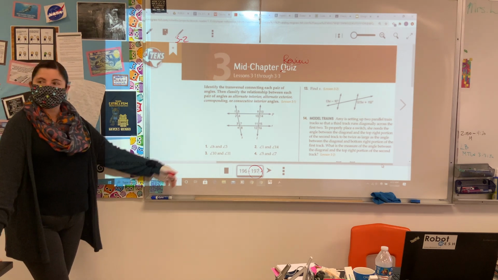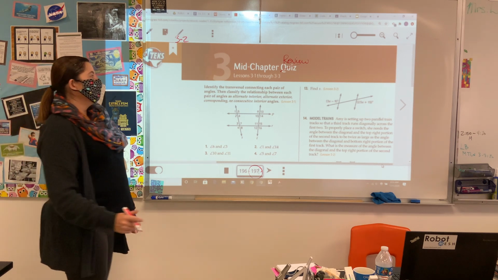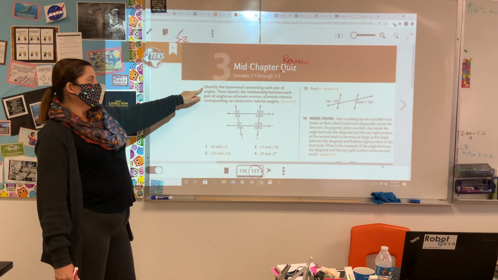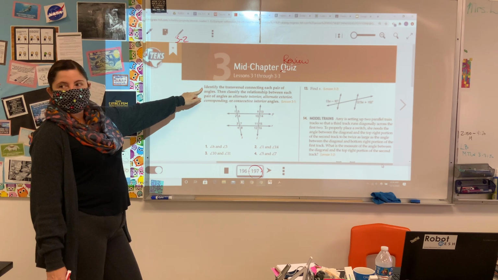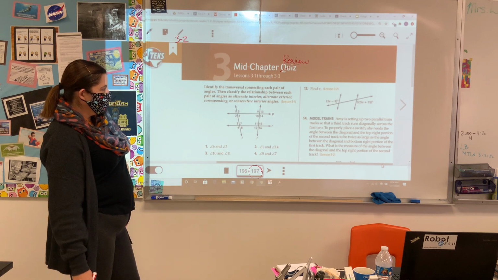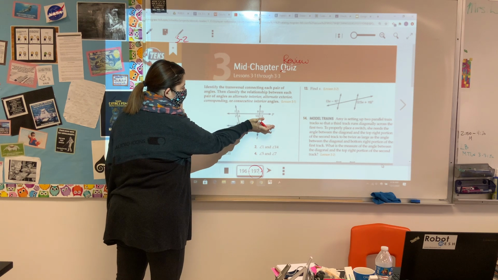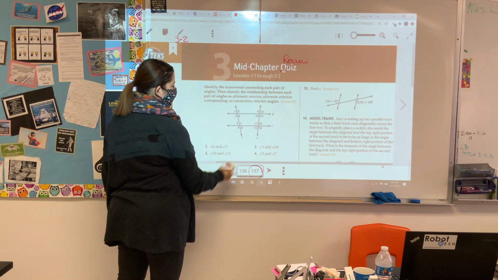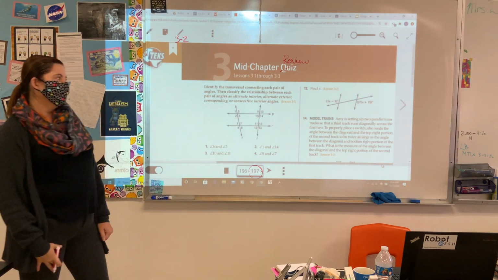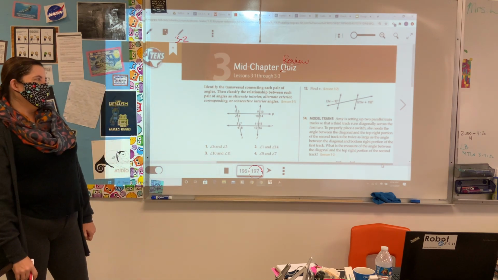But if you know how to do these, you should know how to answer for the other angles. Okay? So our very first questions, 1, 2, 3, and 4, ask us to identify the transversal connecting each pair of angles. Okay? So right now, we can see that we have these lines and these lines. These appear to be parallel. These definitely do not. We need to classify the relationship between each pair of angles.